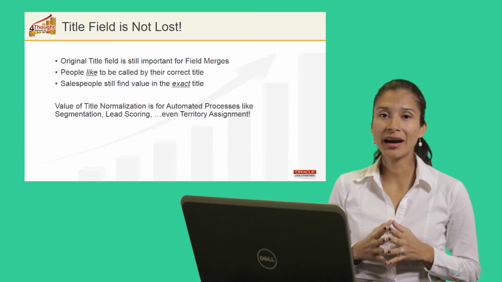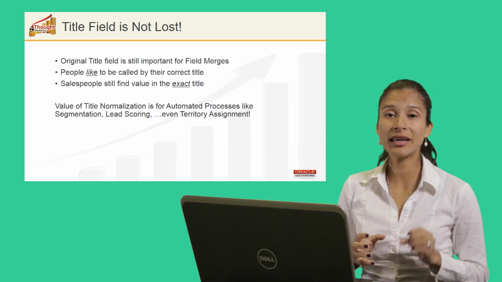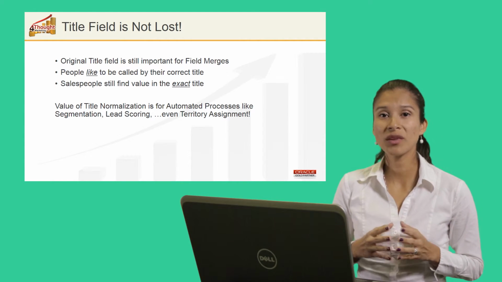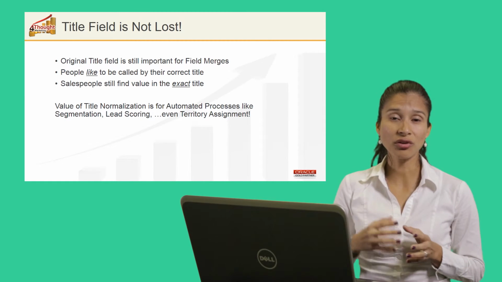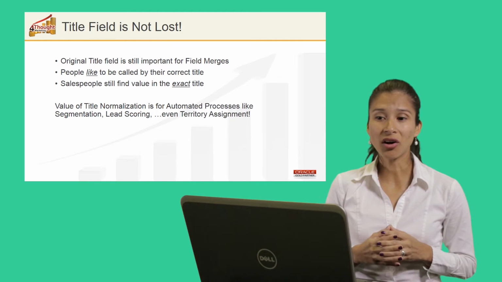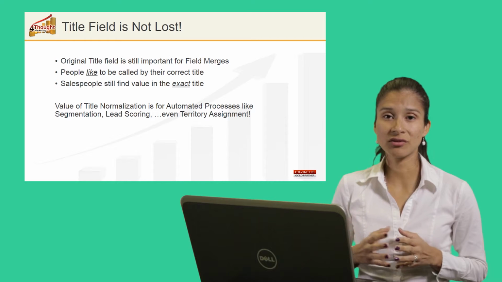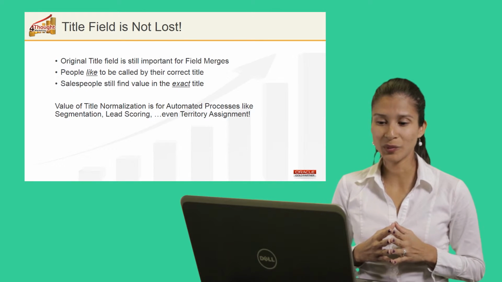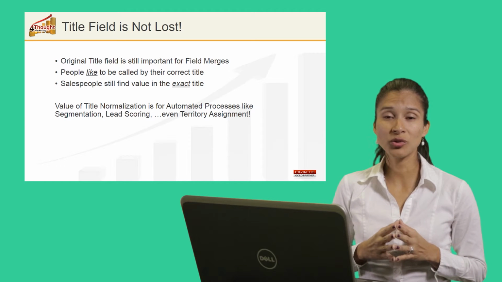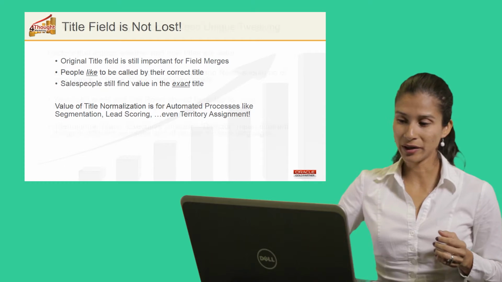Now, one thing to keep in mind is that fields should not be lost. So the field job title should actually be kept in its original location. It's a best practice for you to do that. And the reason for that is you want to make sure they're there so that they can be used for later field merges. And also, people like to be called by their own titles. Salespeople, on the other hand, will also find this information extremely useful when talking to their prospects. Title normalization, though, is highly recommended when doing automated processes like territory assignment, segmentation, and lead scoring.